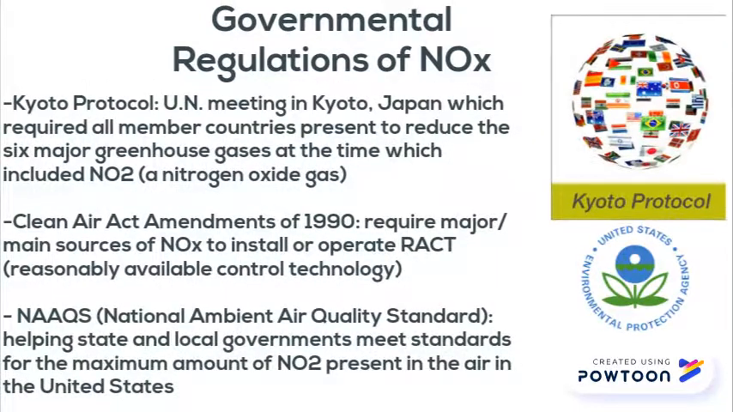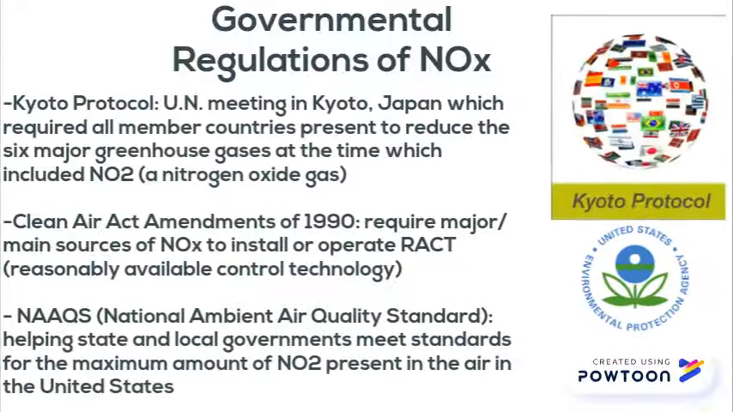Well, the government is currently controlling it through the Kyoto Protocol, in which a union meeting was formed in Kyoto, Japan, in which all member countries, including the United States, are trying to now reduce 6 major greenhouse gases, including NO2, which is a nitrogen oxide. The Clean Air Act amendments also require major and main sources of nitrogen oxides to install or operate reasonably available control technology, and the NAAQS, which was created by the EPA, helps state and local governments in the United States meet standards for the maximum amounts of NO2 which can be in the air.